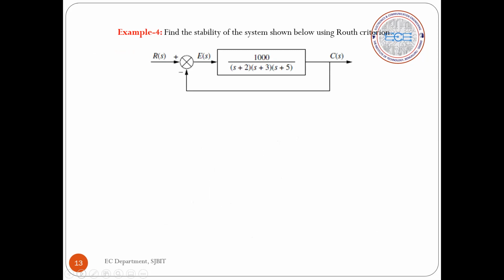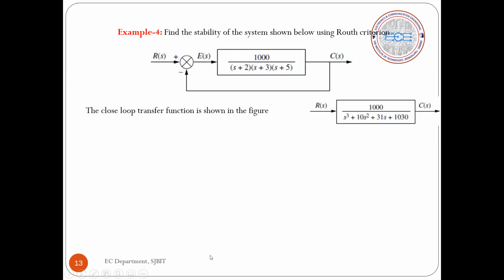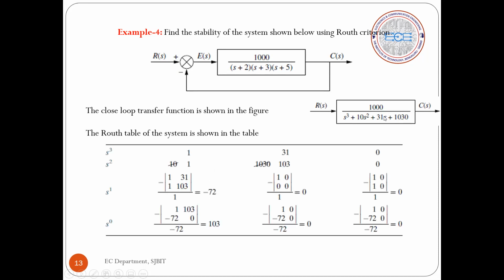We have one more example for the same case 1. This is the block diagram given. You have to construct the characteristic equation. How to do it? This is a closed loop unity feedback system. First you have to convert this to a single block, that is, compute C of S by R of S, and you will get a characteristic equation, which is the denominator of this transfer function. Once you get this, we can start writing the Routh table.